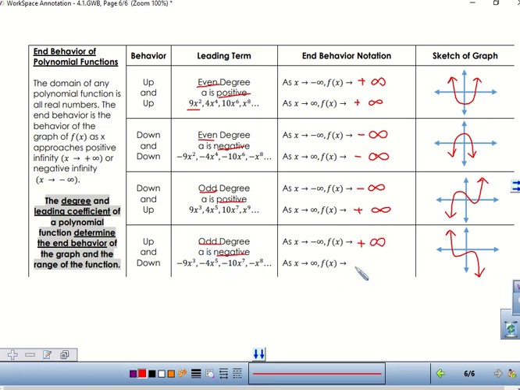That's odd negative. So let me give you a few tips to help you remember. Anything even always ends in the same direction. Odd always ends in opposite directions. Anything where the leading coefficient is positive always ends upward. So that's the way I remember all the different rules.